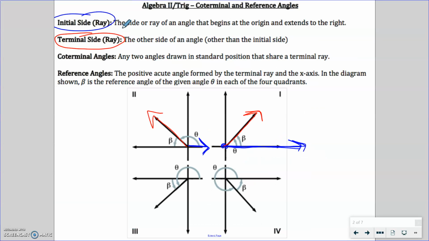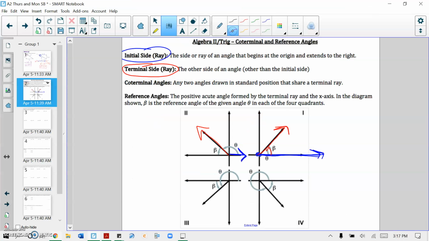Now, coterminal angles are any two angles drawn in standard position that share a terminal ray. So for example, here's an angle right here. In fact, I want to change my colors real quick. So here's an angle right here that has that ray. I could also do an entire circle around, and those would be coterminal angles, where they share that same terminal ray. So it's almost like you can go around an entire circle and then add that little piece, basically.